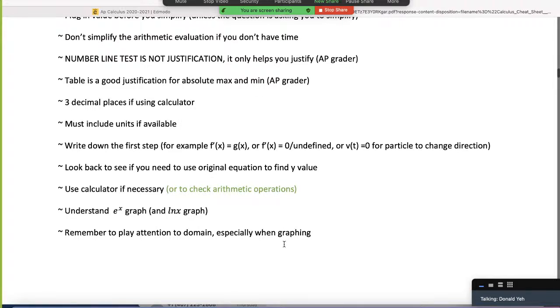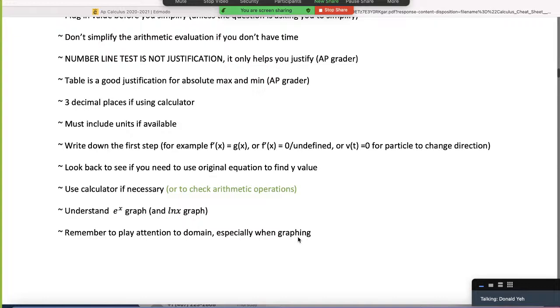Remember to pay attention to domain, especially when graphing. On the FRQ, if they say 0 to 16, you need to change your window from x min equal to 0 to x max equal to 16. Does that make sense? So make sure you do that.